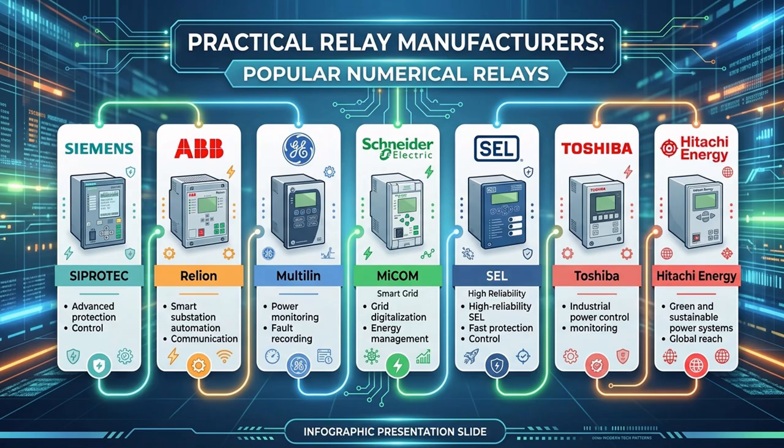Let's connect theory with industry. Popular numerical differential relays are available from Siemens Ciprotec, ABB Relion, GE Multilin, Schneider Mecom, SEL, Toshiba, and Hitachi Energy. These are the relay platforms you'll commonly encounter in modern power systems and substations.